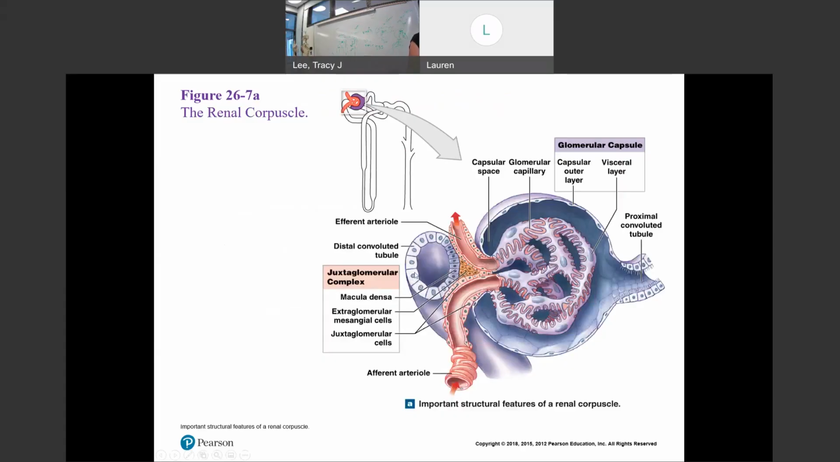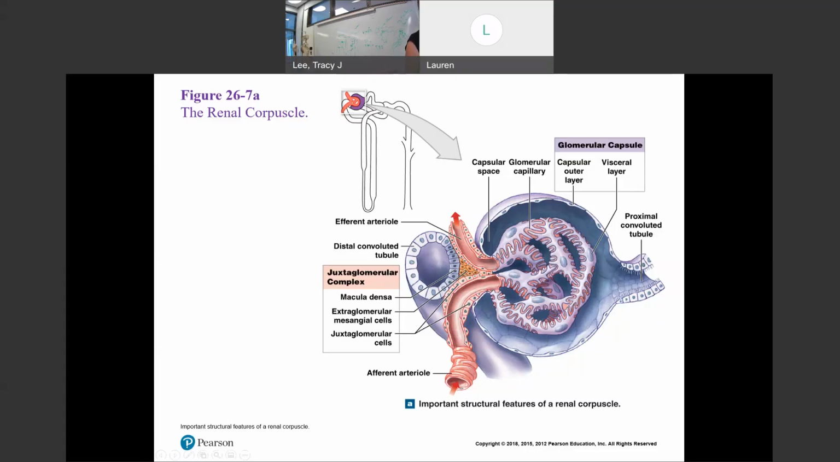And this shows my distal convoluted tubule. Here's my juxtaglomerular complex in here. These are called the mesangial cells. We have our macula densa in here. Here's our juxtaglomerular cells here that are controlling the size of my blood vessels in there. And this whole thing is called the juxtaglomerular complex.